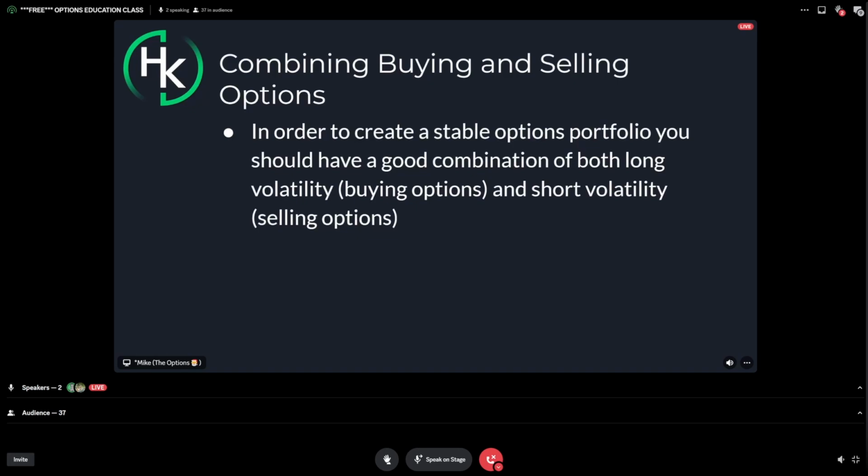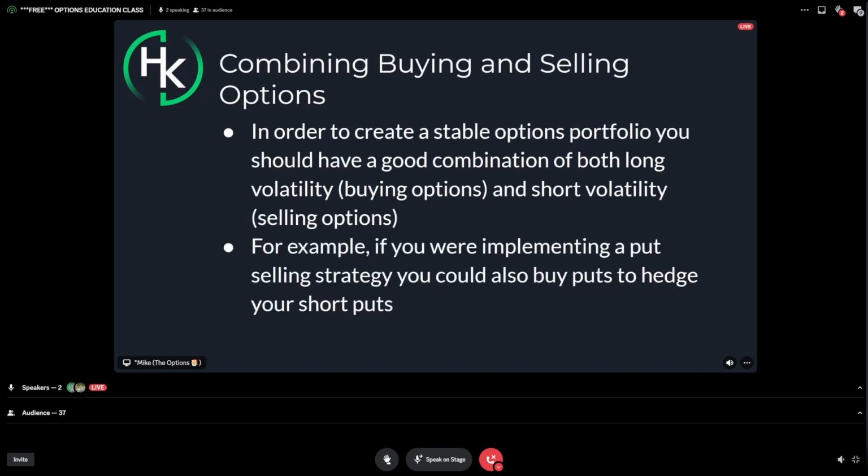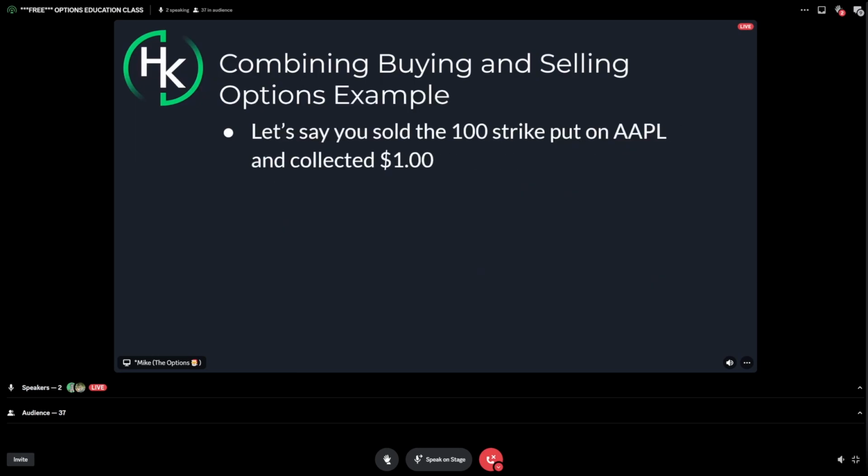So theoretically, it's best to sell options when implied volatility is high and buy options when implied volatility is low. For example, if you were implementing a put selling strategy like the cash secured put, you could buy puts to hedge your short puts, similar to buying puts to hedge your long shares of stock. You're buying a hedge against volatility.